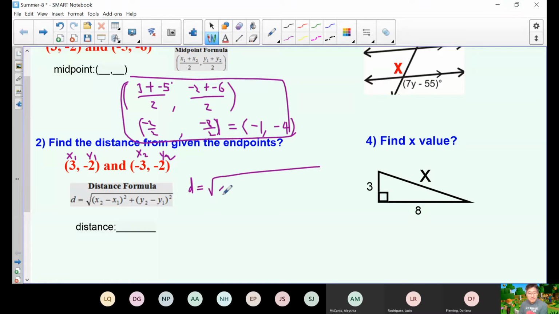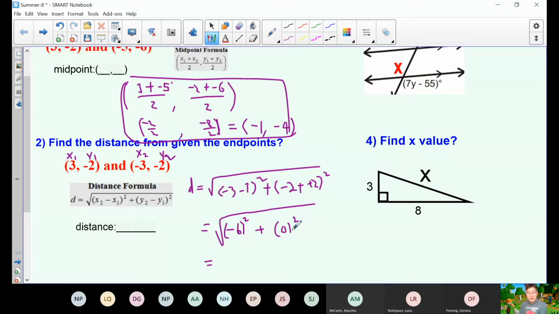x2 minus x1, right? Negative 3 minus 3 square plus, writing is a little unstable, negative 2 and 2. Negative 2 minus negative 2 square. So negative 3 minus 3 is negative 6 square, right? Plus, this is a negative becomes positive, right? This is negative 2 plus 2, 0 square.